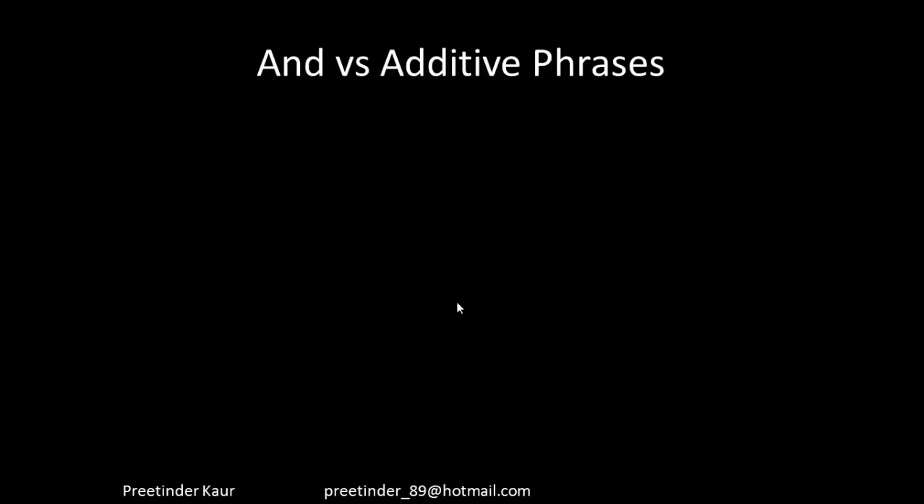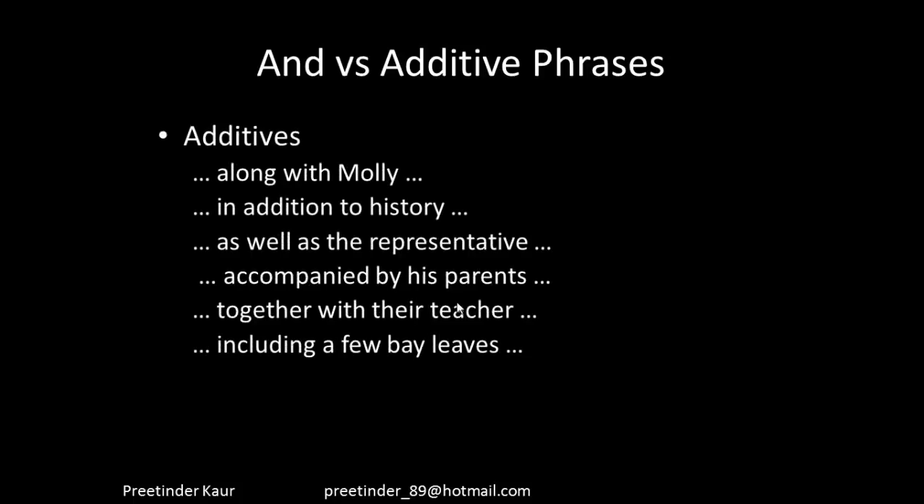The next thing, a very important difference between and, which is a conjunction, and the additive phrases. So let's have a look at what are additives. All these phrases that you can see, along with, in addition to, as well as, accompanied by, together with, including, all these are the additives. They add something to the subject which will be here. For example, if I say David along with Molly, in this case the subject is going to be only David, not Molly. So David along with Molly is doing something.